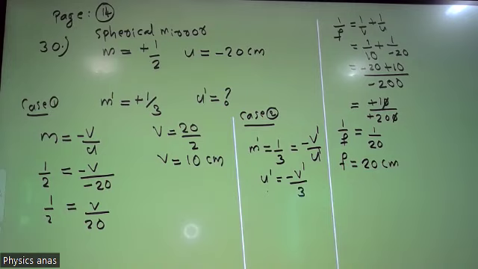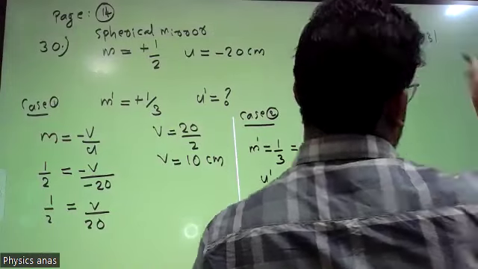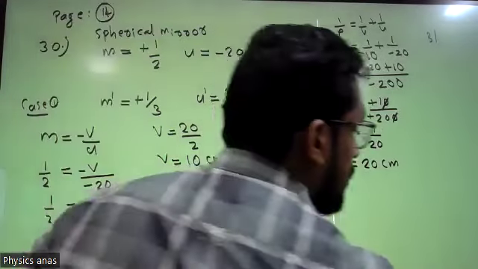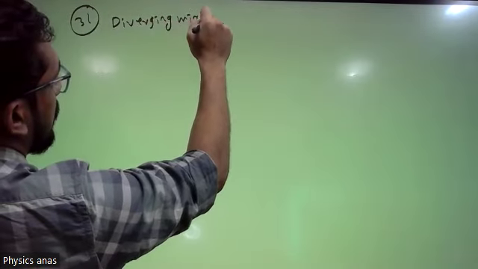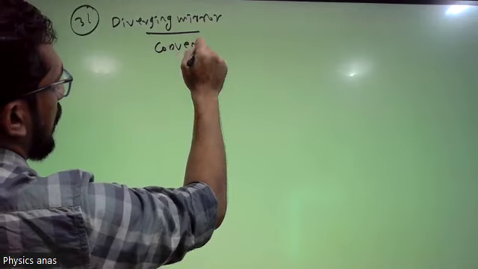Define the following terms in the context of a diverging mirror. Principal focus. What is principal focus? Diverging mirror. What is a diverging mirror? A diverging mirror is convex. That is the first question. Diverging mirror is convex. Okay?